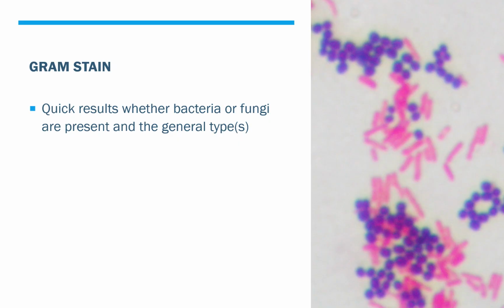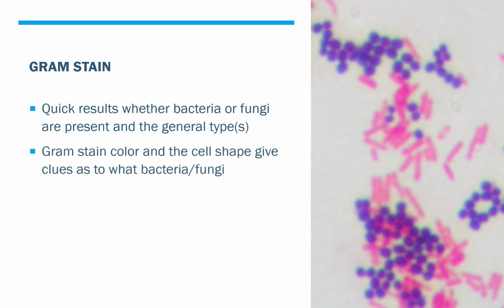So we'll talk briefly about gram stain because this is often used in conjunction with or before getting a culture, primarily because you can get quicker results, usually within, depending on how backed up your lab is, it could be in a few minutes, but oftentimes in an hour or two. And the type of stain can give you an idea of at least whether it's bacteria or fungi. The color of the stain helps to determine the type and shape of the organism.